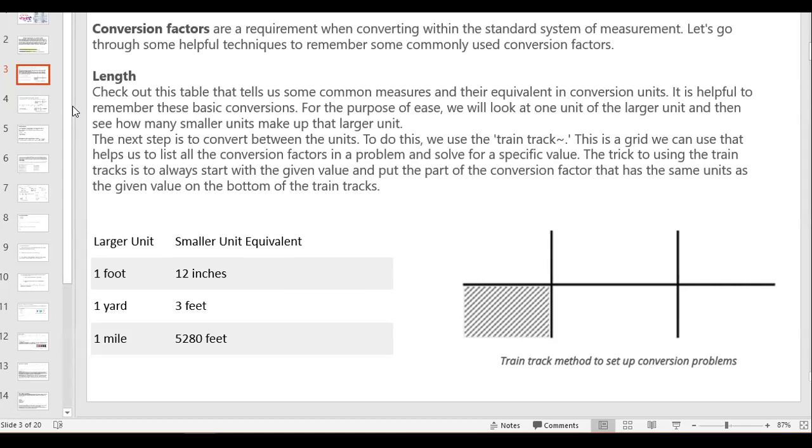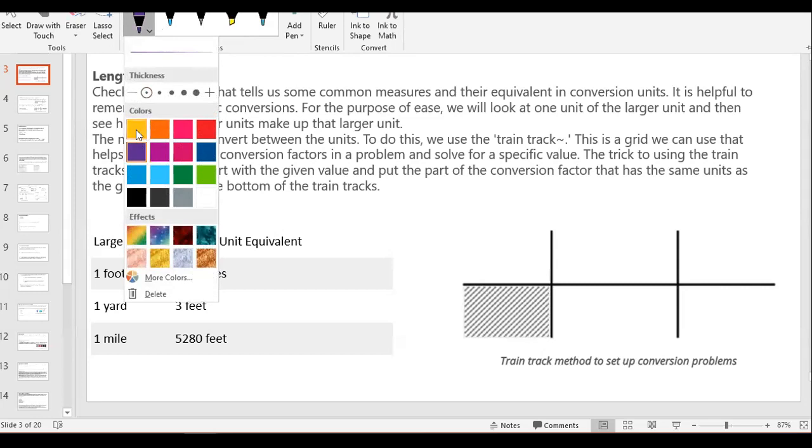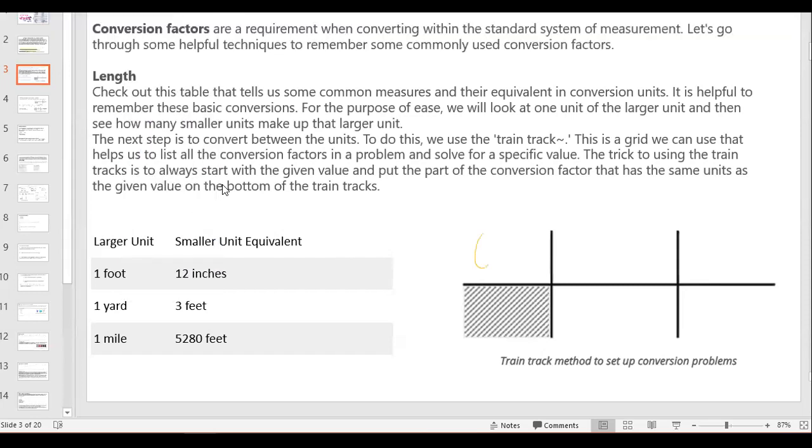So the train track method, or dimensional analysis, as we call it here, is basically the same setup that we did earlier. For example, Sean, how tall are you? 6 feet. I'm just going to say you're 6 foot to make it easy. So if you have someone that's 6 feet, how many inches is that? 72 inches. We can go 12 inches equals what? 1 foot. Our feet will cancel.